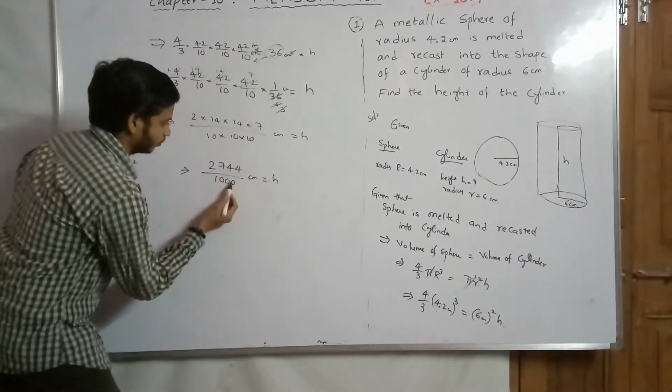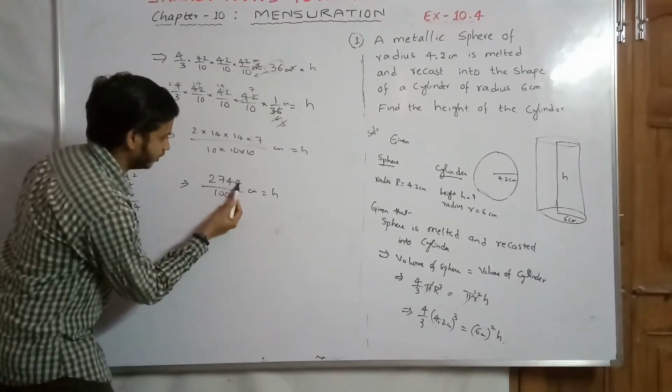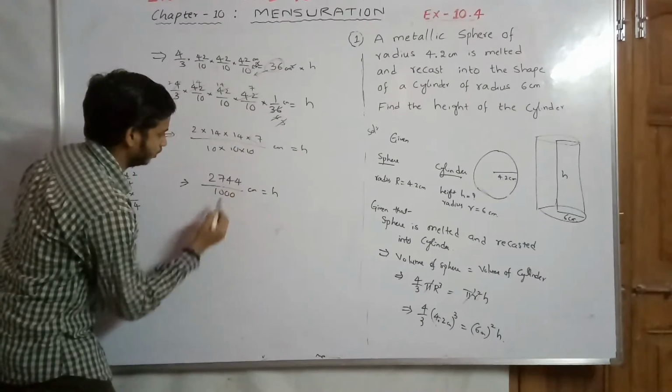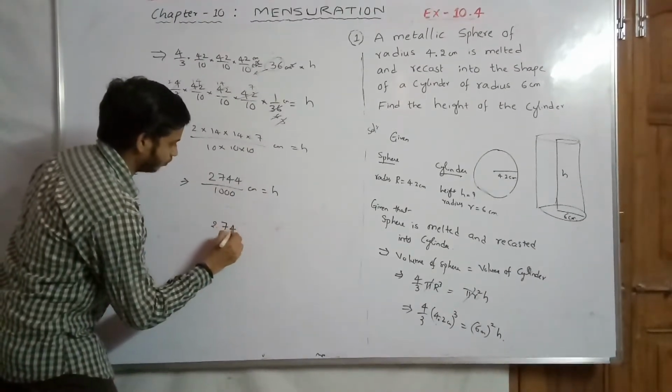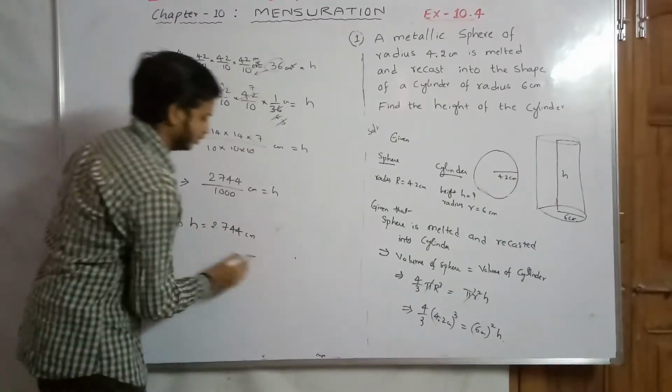Since there are 3 zeros in the denominator, the decimal should come before 3 digits from the right: 1, 2, 3. So 2.744 centimeters equals the height of the cylinder.